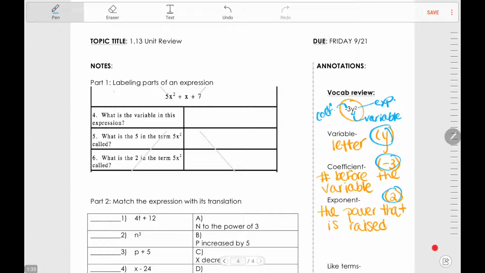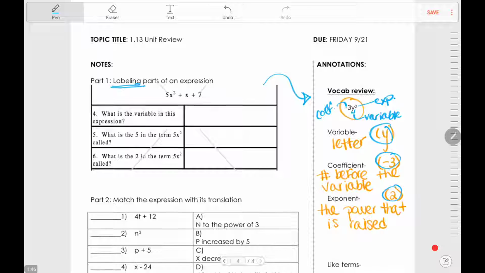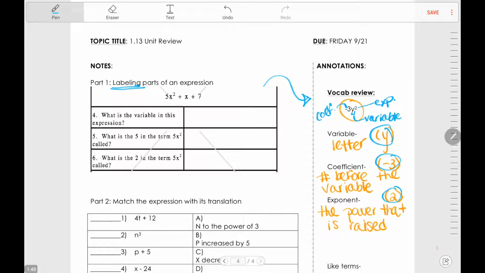So for part 1, I want you to go ahead and answer the questions labeling parts of an expression using the vocab words we just went over. Okay, if you did that, these are the answers you would have got. The variable in the expression, or the letter in the expression, is x. What is the 5 in the term 5x squared? The 5 is the coefficient. And the 2, what is the 2 called? That is the exponent. Good.